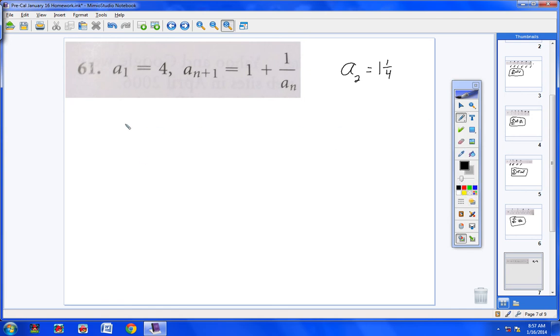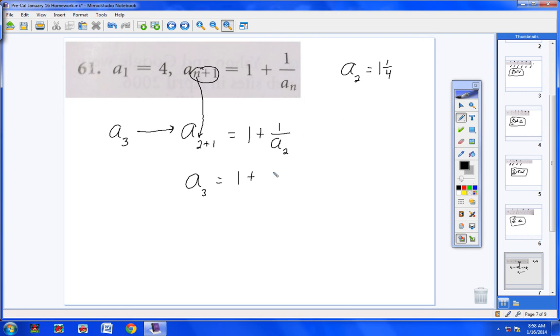Now let's take a look at the third term. Let's find the third term. Let's use our formula. I want this right here to be a 3, so I'm going to put a 2 plus 1 equals 1 plus, now notice what you put for n. For n you put a 2, so for this n I'm going to put a 2, 1 over a subscript 2. So now I have 2 plus 1 is 3 equals 1 plus 1 over a subscript 2.